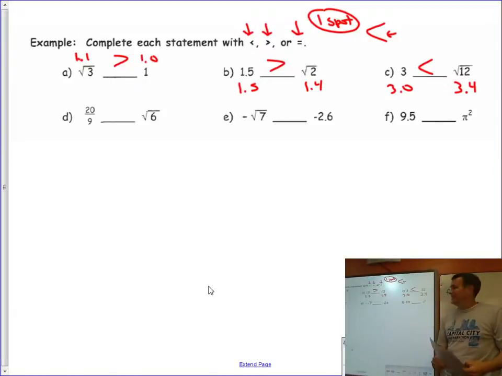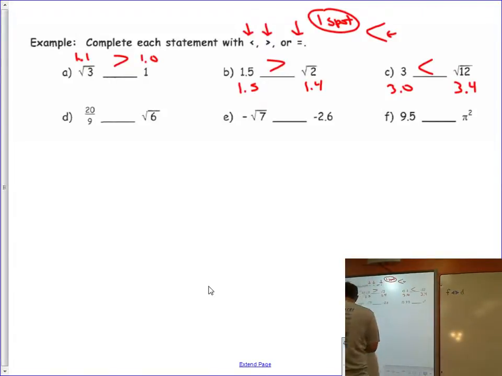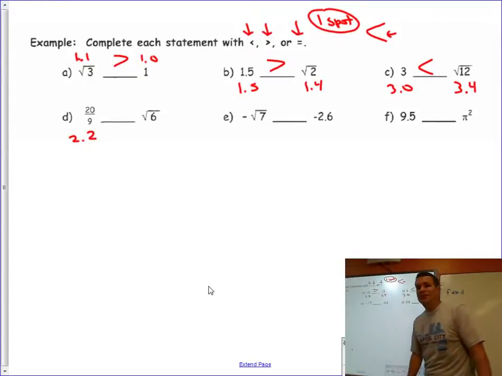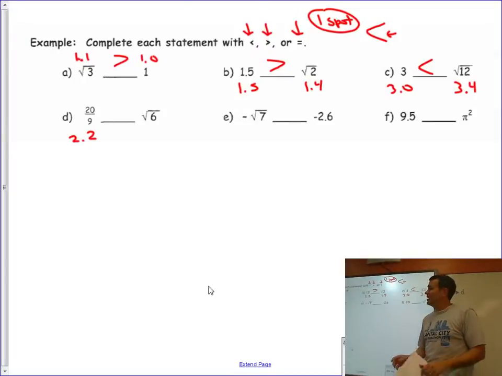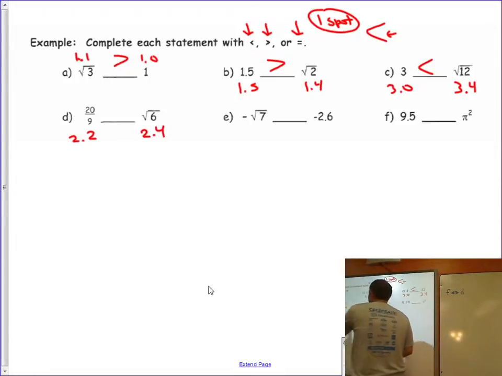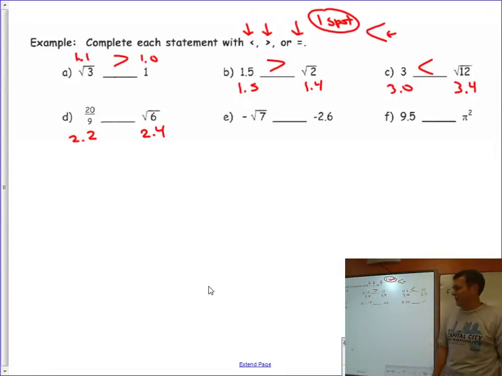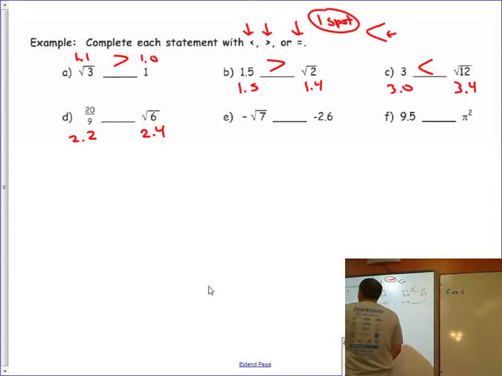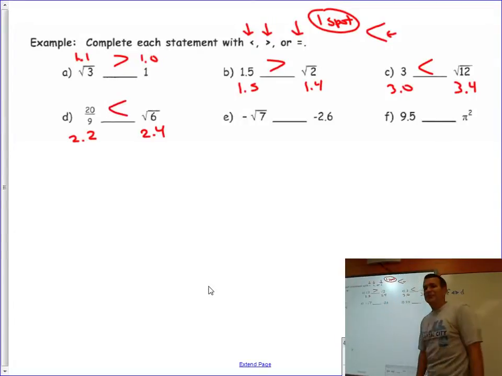Letter D, 20 over 9. I type that into my calculator, 20 divided by 9, and I get 2.2. The square root of 4 is 2, and the square root of 6 is a little bit bigger than 2. I wonder if it's going to be bigger. Let me type it into my calculator. Turns out to be 2.4, and so the square root of 6 is greater than 20 over 9.